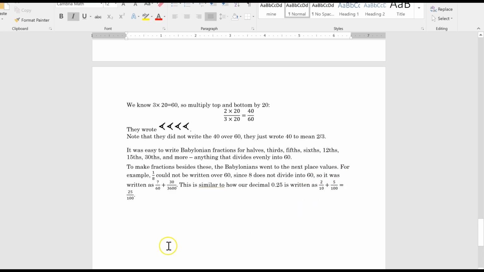So play around with the Babylonian fractions a little bit. I ask you a little more complicated one to try out in the project, but for the homework, just try some simple fractions out to get used to it.